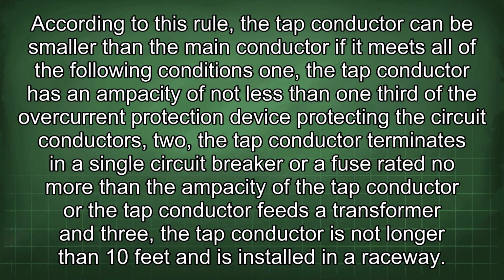According to this rule, the tap conductor can be smaller than the main conductor if it meets all of the following conditions. 1. The tap conductor has an ampacity of not less than 1/3 of the overcurrent protection device protecting the circuit conductors. 2. The tap conductor terminates in a single circuit breaker or a fuse rated no more than the ampacity of the tap conductor, or the tap conductor feeds a transformer. And 3. The tap conductor is not longer than 10 feet and is installed in a raceway.